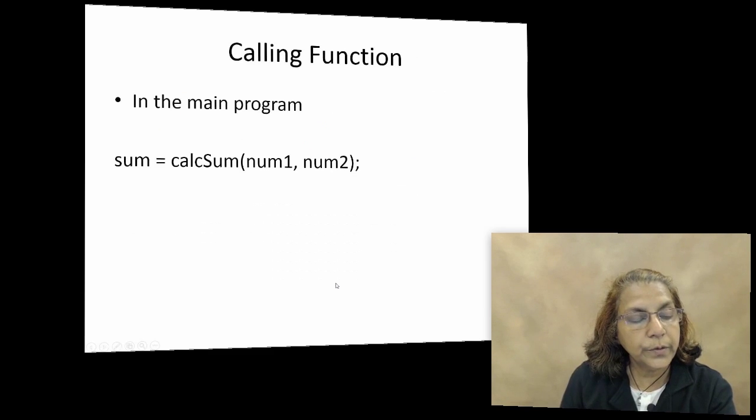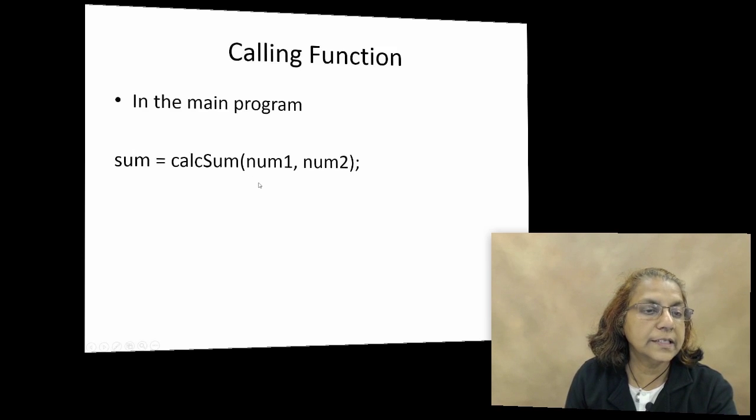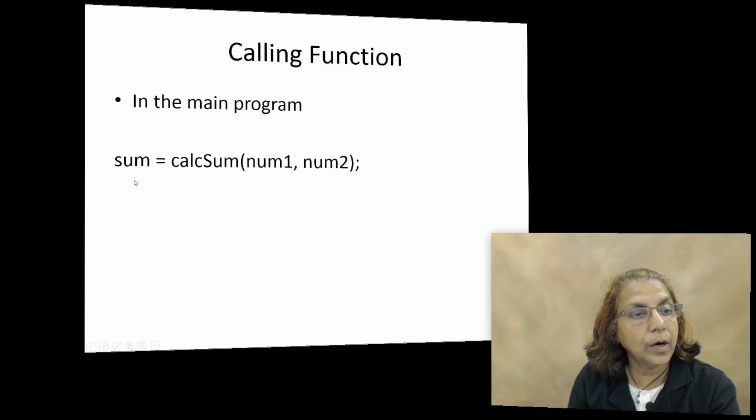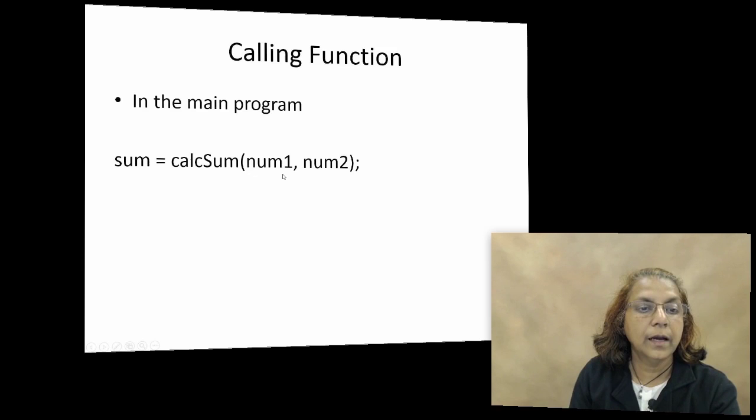So, as I told you earlier, you need to have a function call to execute those statements. And this is how a function call looks for a value returning function. Since a value is returned, we have to have an equal sign and a variable to the left of it, and that value is assigned to the variable sum.